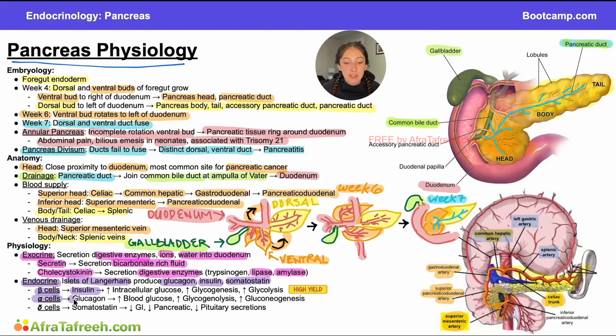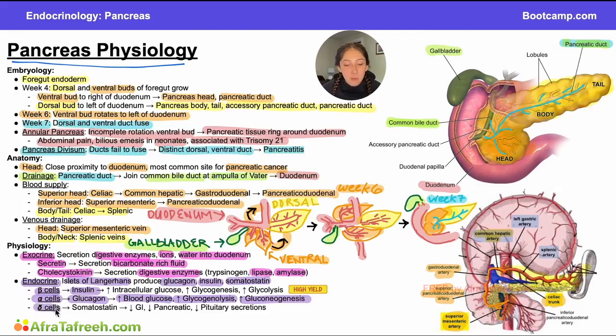The alpha cells secrete glucagon, and I always think about beta and alpha as being opposites, as well as insulin and glucagon being opposites in the body. Glucagon is going to increase blood glucose, increase glycogenolysis, and increase gluconeogenesis. So it's basically stimulating all the processes that are the opposite of insulin because, of course, you secrete glucagon when your glucose is gone and you have low glucose in your body.